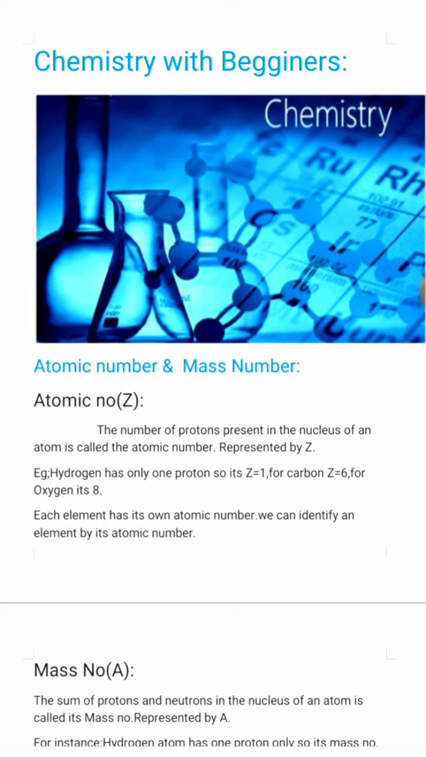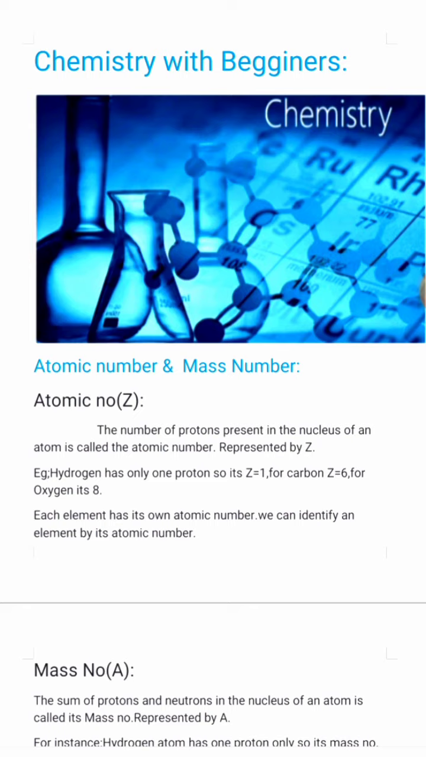So our today's topic is atomic number and mass number. First of all, we have atomic number. What is atomic number? Let's have a look. The number of protons present in the nucleus of an atom is called the atomic number, represented by Z.